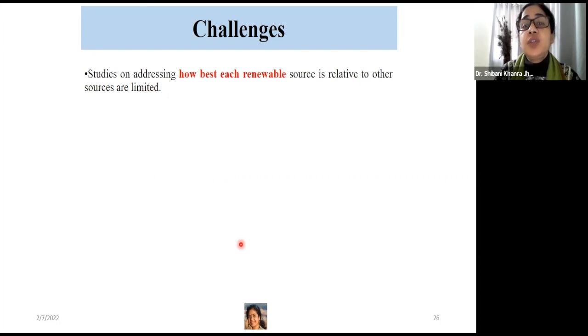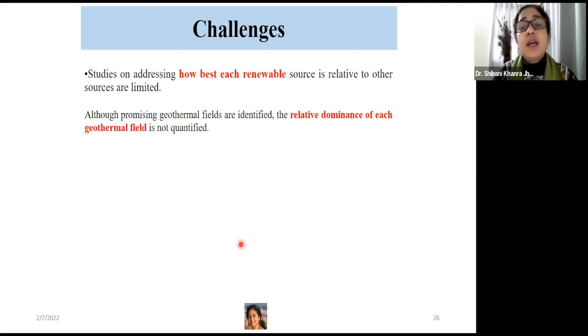So, how best each renewable energy source is related to the others. Then, when it is in the exploratory or initial stage of exploration, it is also important to consider the scope for geothermal fields which have been identified as some of the major provinces and fields. So where to start this exploration, or where to start the pilot study, it is important to establish the relative dominance of geothermal fields, where a stakeholder can take input from this aspect so that they can take up the pilot study and establish this particular technology.